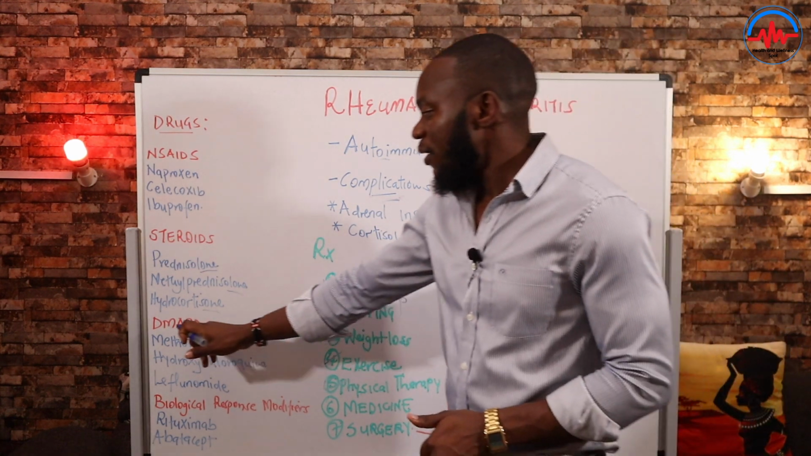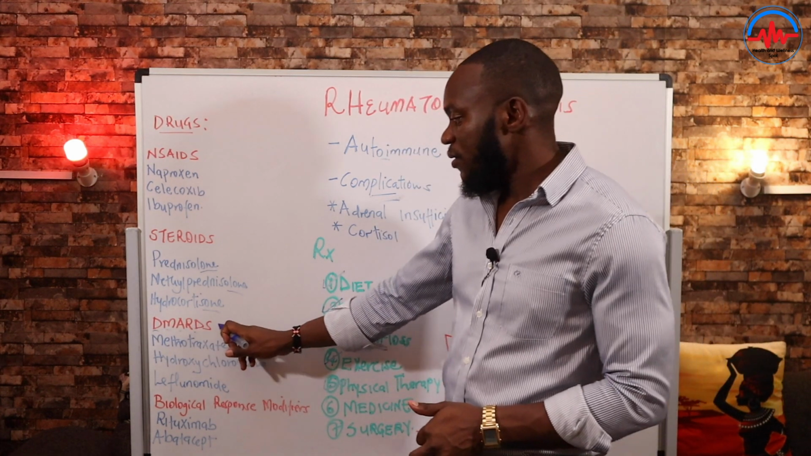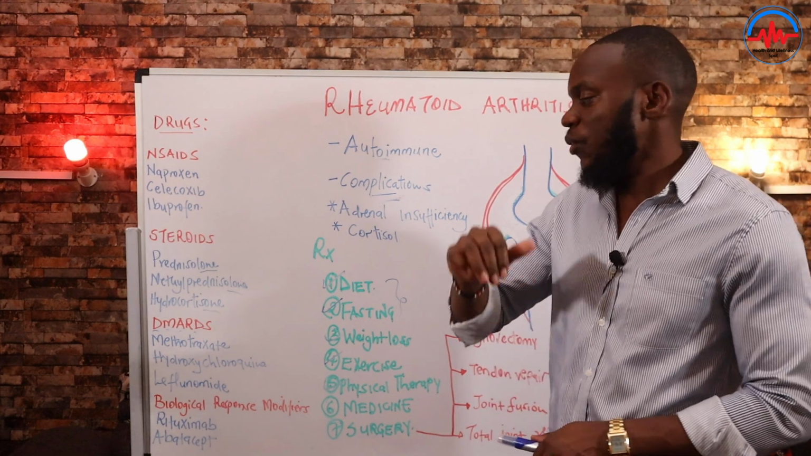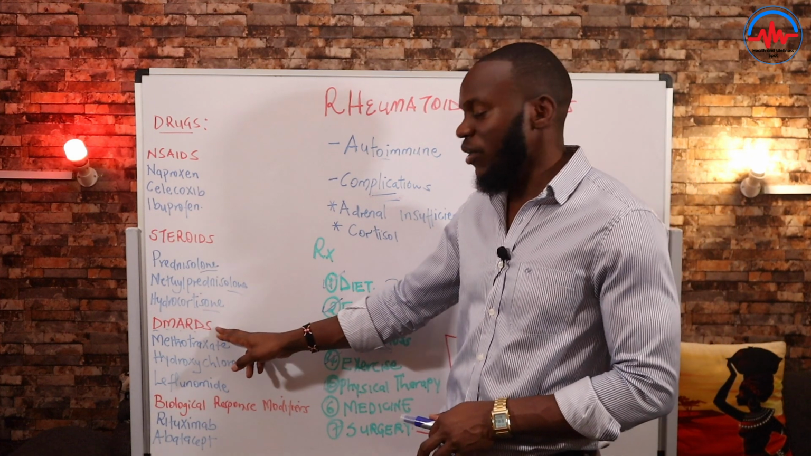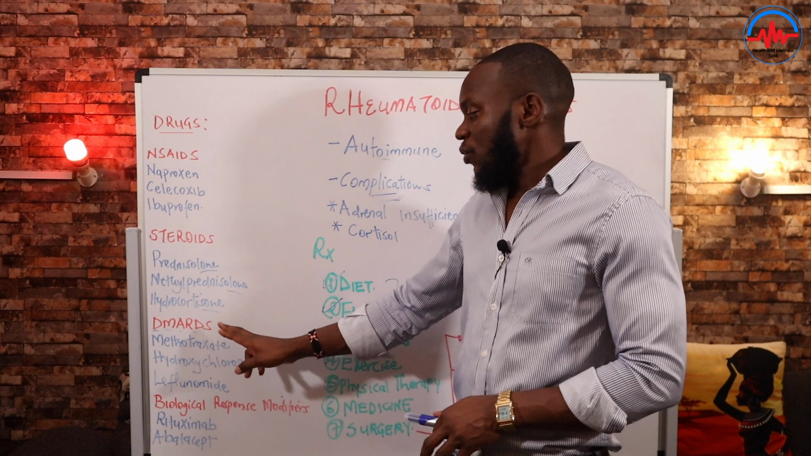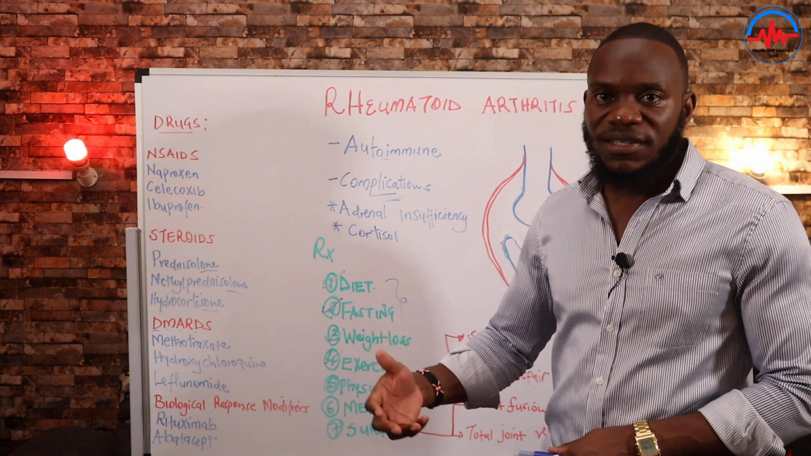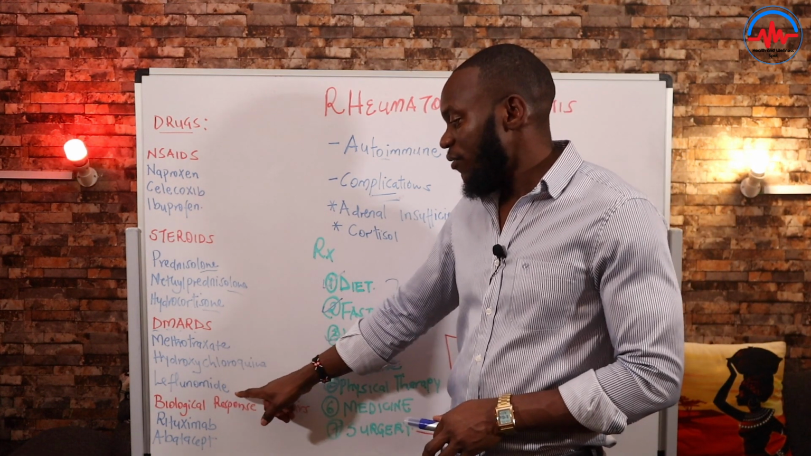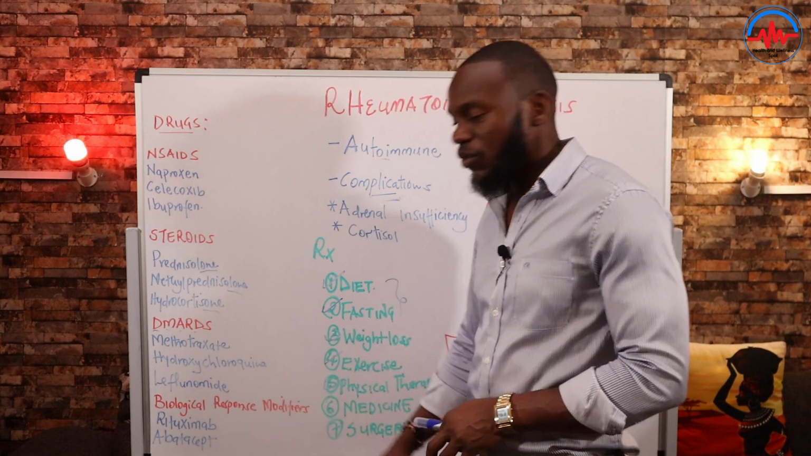The other group is DMARDs. This is disease-modifying antirheumatic drugs. These are drugs that are used to suppress your immunity. Those people who are expecting to get maybe a kidney transplant, or other organ transplants, can be put on these drugs to suppress their immunities. Examples of DMARDs are methotrexate, which is also an anti-cancer drug, hydroxychloroquine, and leflunomide. Also sulfasalazine lies here. These are drugs that also suppress your immunity.